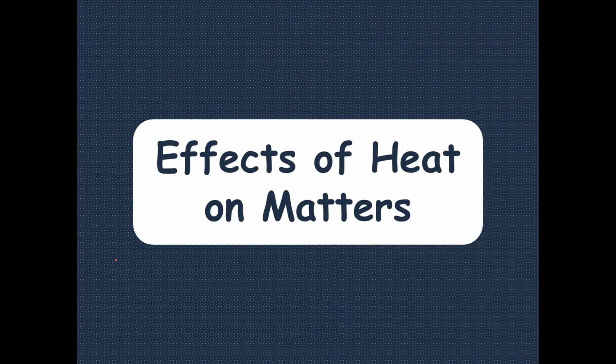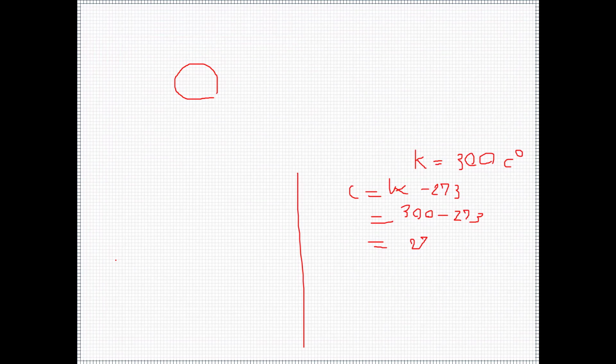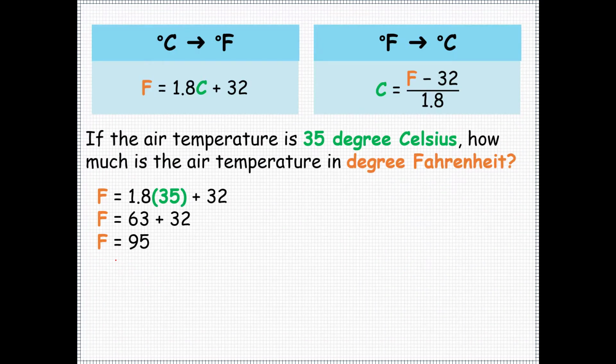Okay, student, next one, effects of heat on matter. Student, before we go, do you remember? If you want to change from Celsius to Fahrenheit, you have to do like this. Fahrenheit is equal to 1.8 multiplied by C plus 32. One more time, Fahrenheit is equal to 1.8 multiplied by C plus 32.